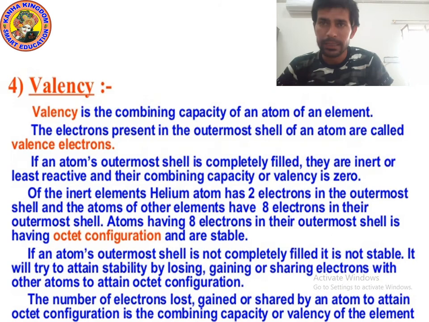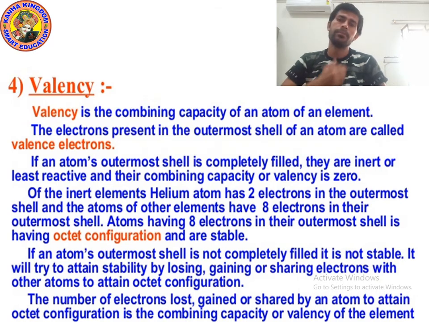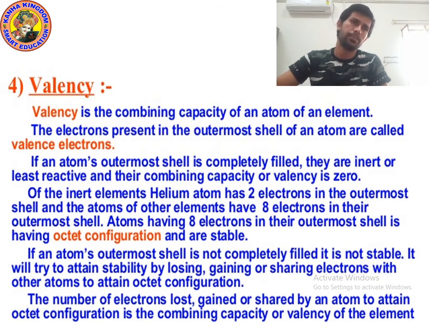What is the meaning of valency? The number of electrons lost, gained or shared by an atom to attain octet configuration, meaning to complete the octet rule, is known as the combining capacity, or valency, of the element. Please write this down, then I will explain again.